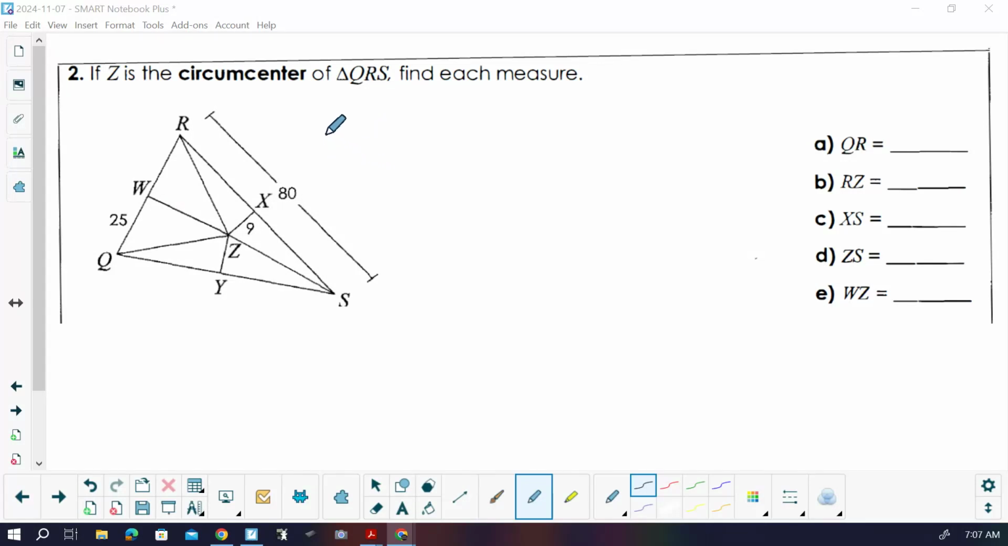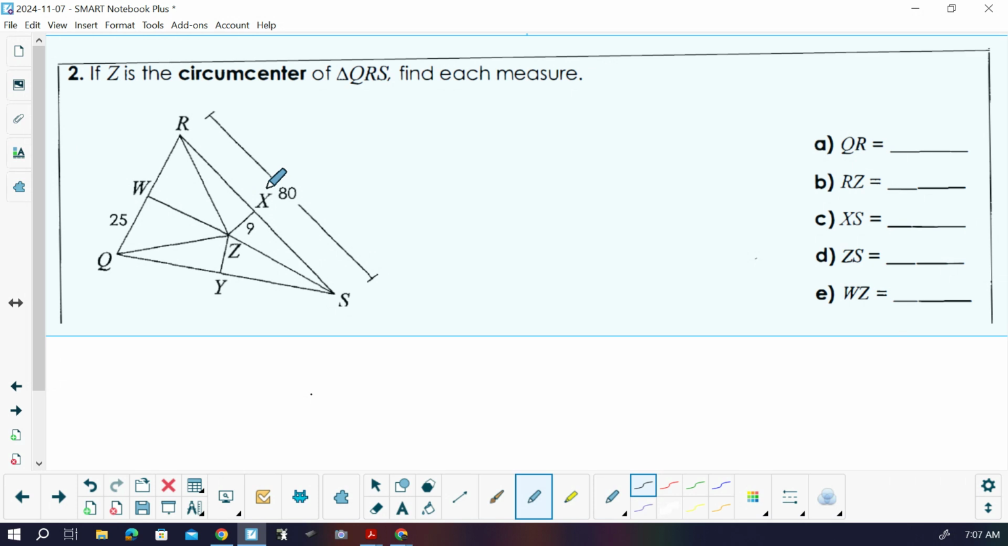All right, let's try this second question here. Z is a circumcenter. Circumcenters are perpendicular bisectors all meeting. So each one of these is a perpendicular bisector. So if this is 80, each of these would be 40. 80 divided by 2, that's 40. Perpendicular bisector 25, this would also be 25.